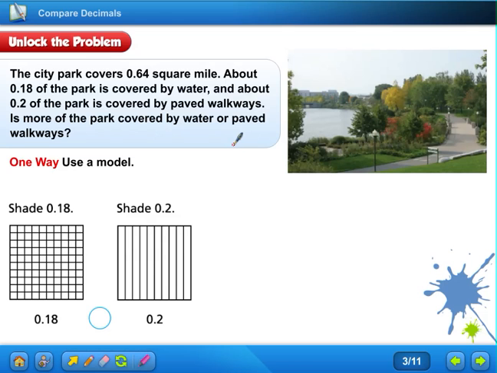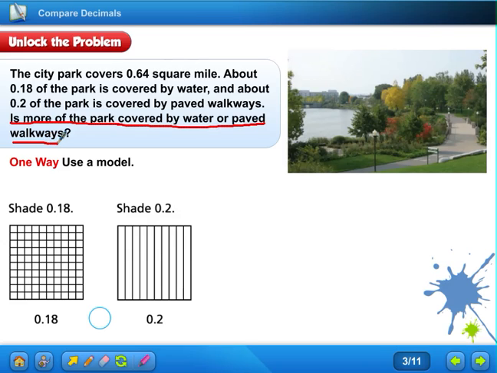The question says, the city park covers 64 hundredths square mile. About 18 hundredths of the park is covered by water. About 2/10 of the park is covered by paved walkways. Is more of the park covered by water or paved walkways?